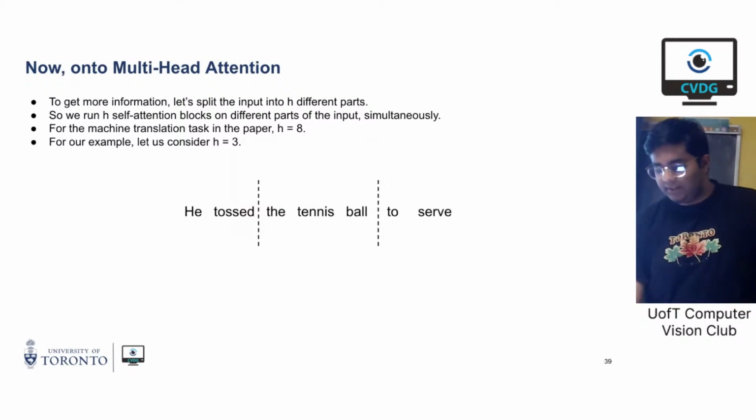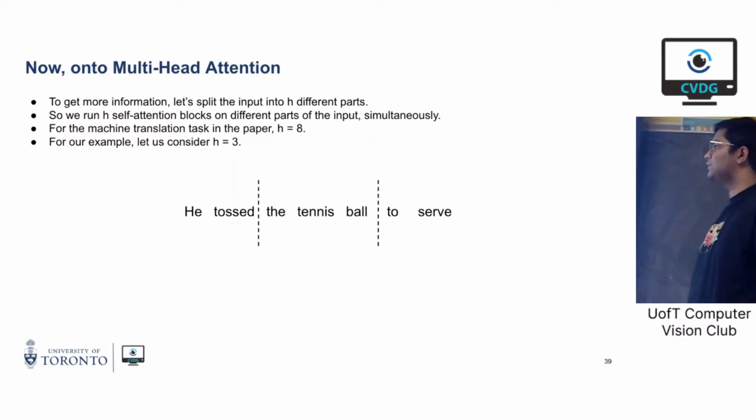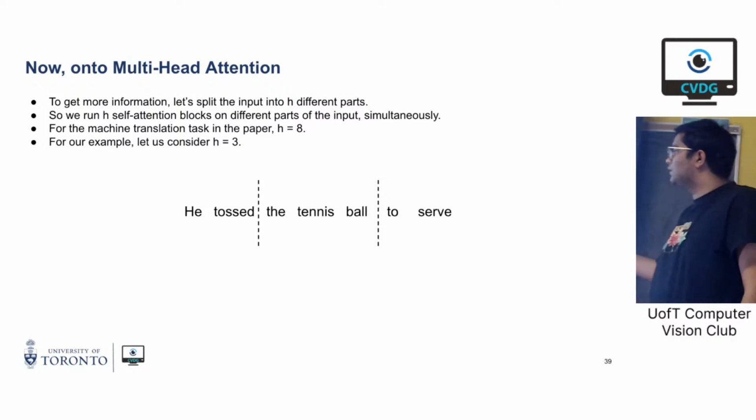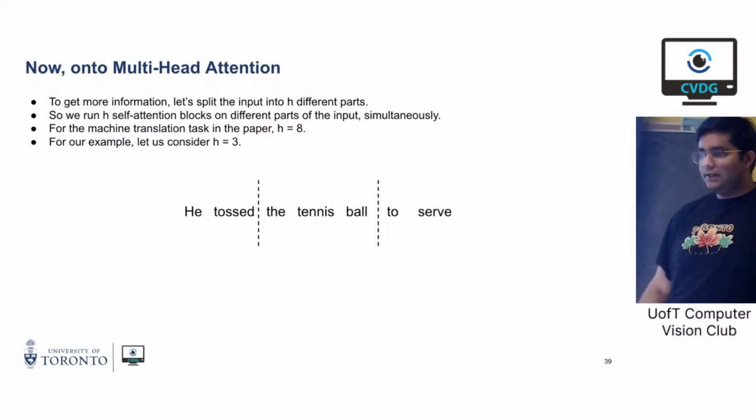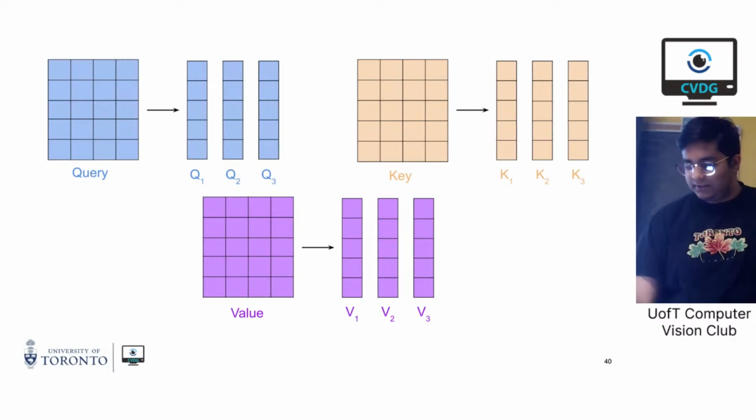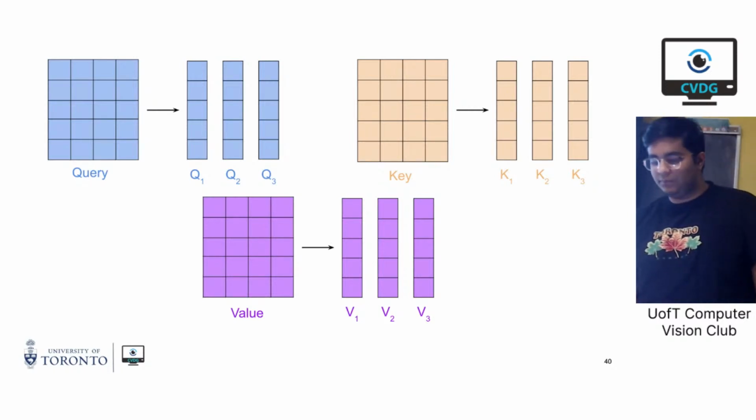Now on to multi-head attention. If we want to get more information from a single sentence or a single image, what we do is divide the sentence into h different parts and run h different self-attention blocks on each of them. In the paper, they use h as 8. For our simple example, we just use h as 3 and consider this sentence again. I'll break it into 3 parts as shown over here. Then I'll run a self-attention head on each of these blocks, and I'll break the query, key and value matrices into 3 different blocks as well, which are q1, q2, k1, k2, and so on.